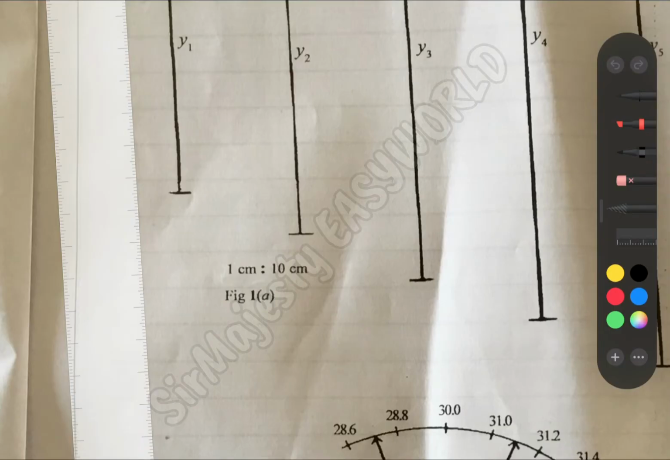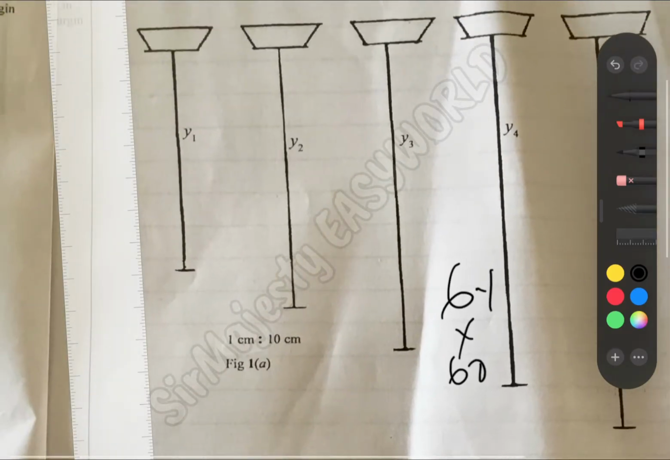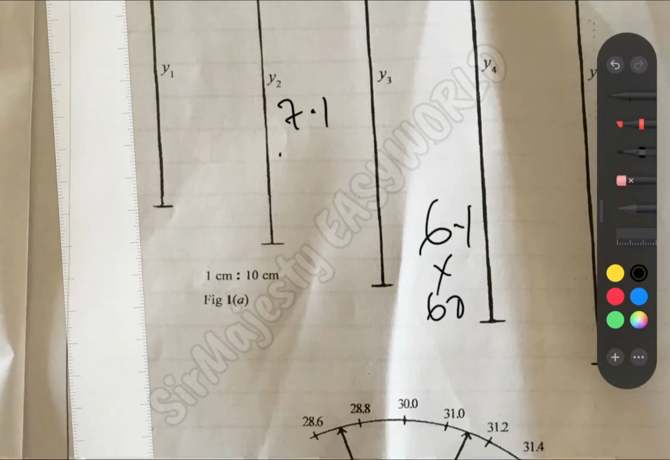So 6.1 should automatically be what? When you multiply 6.1 by 10, you will get 60. So that's going to be your real. Then you take the time. For y2, I measured in real life. I got 7.1, if I can remember correctly, which if you multiply by 10, you will get 71.